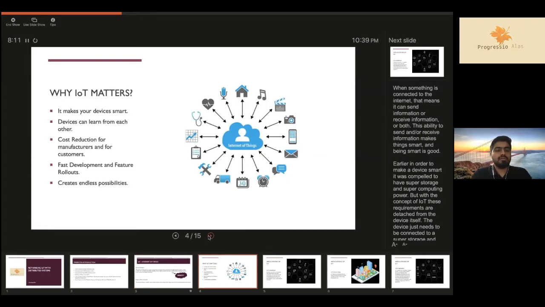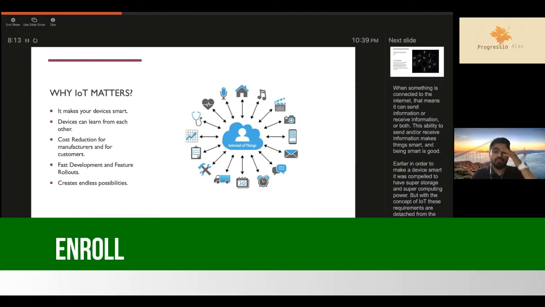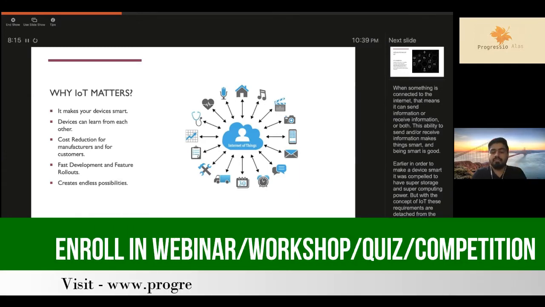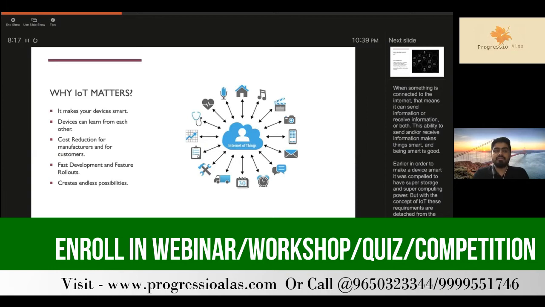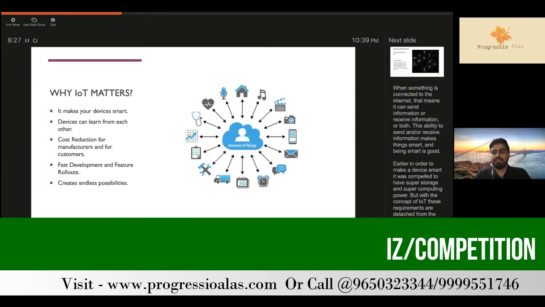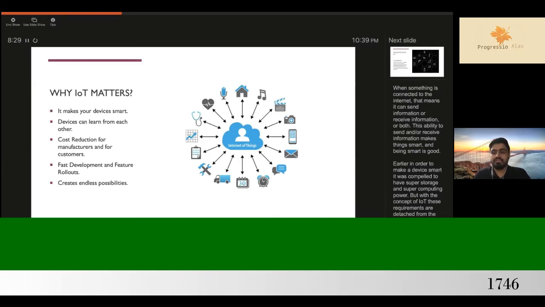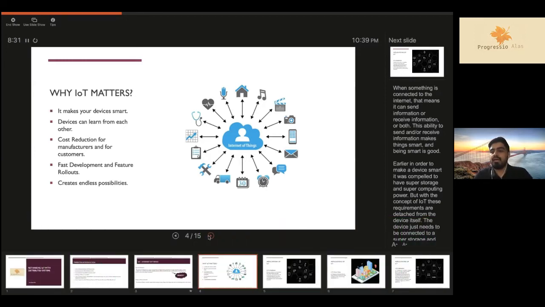So why does IoT matter? Why are we learning about IoT, and why are we so concerned about IoT? It makes your devices smarter. When something is connected to the internet, that means it can send or receive information, or do both. And this ability to send or receive information makes things smart, and being smart is good, right?